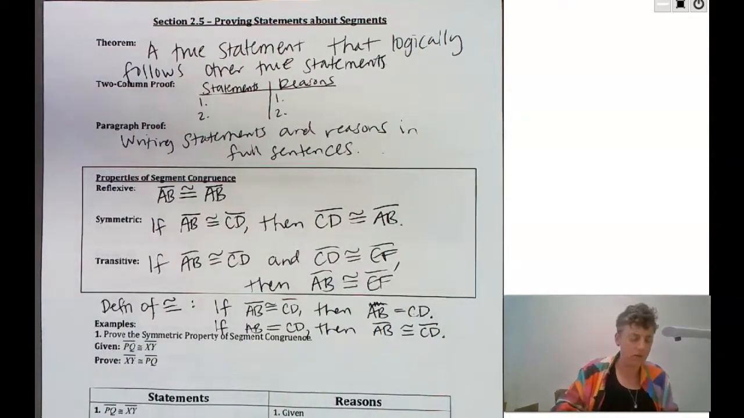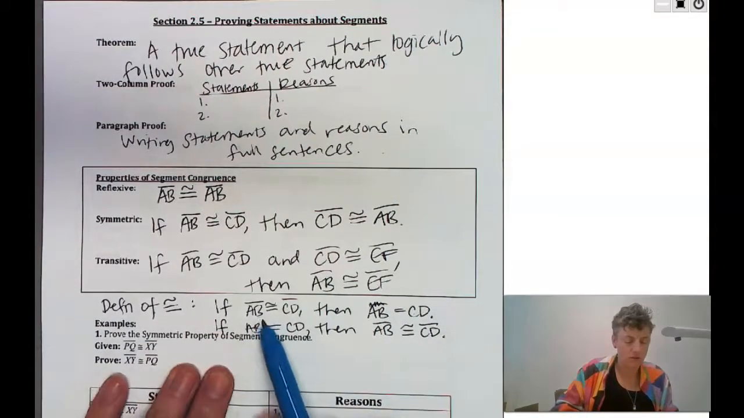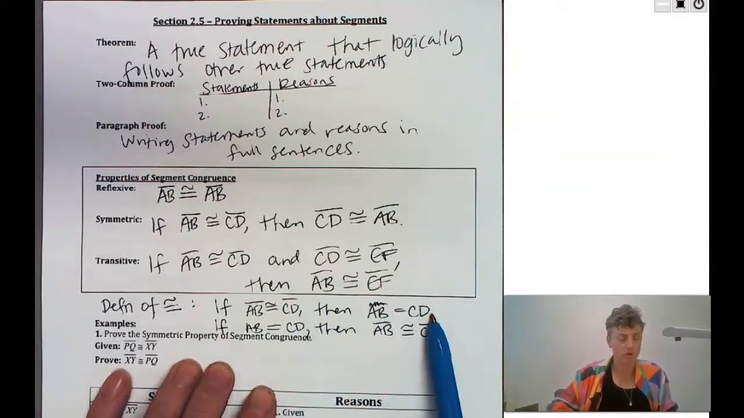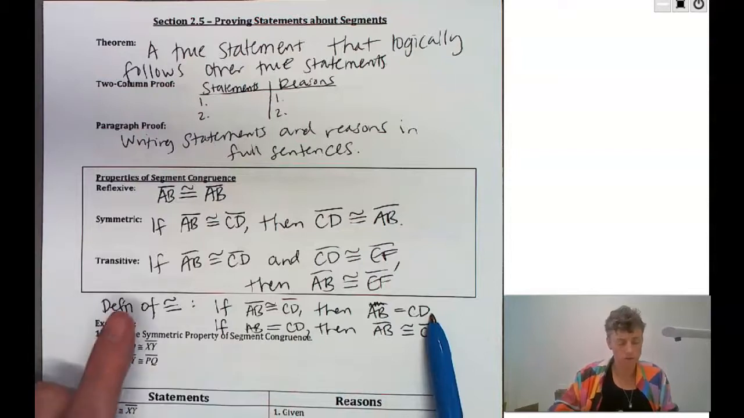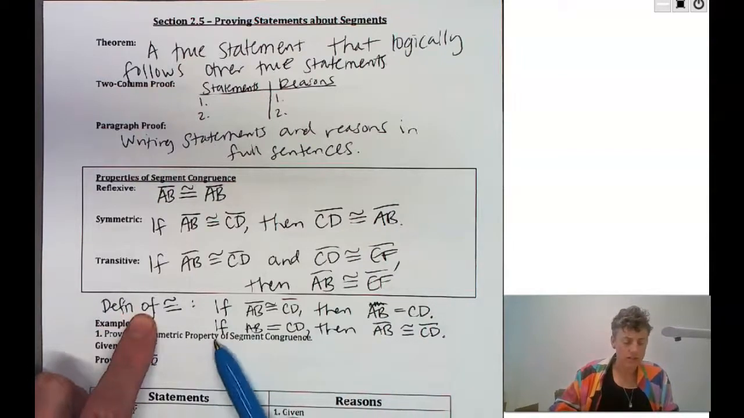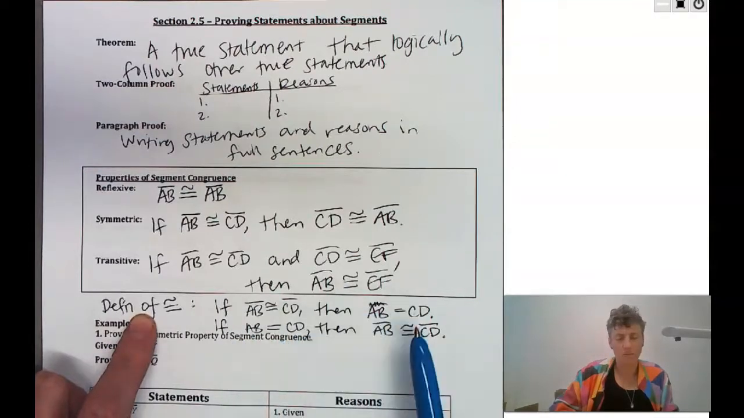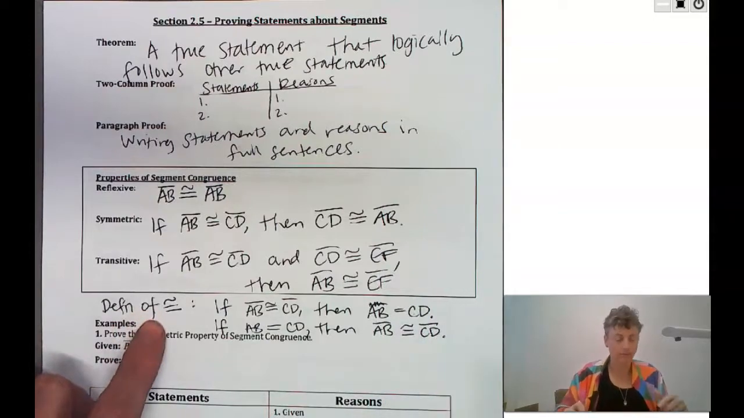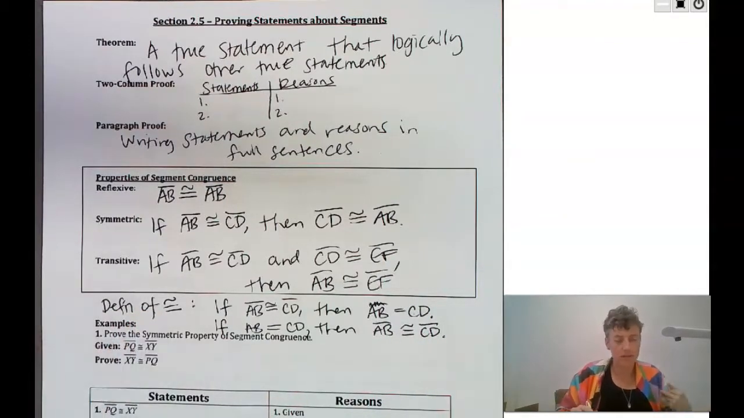So, if we are ever trying to say that congruent segments are equal in measure, our reason is going to be definition of congruence. If we are ever trying to say that segments have the same measure, so those segments are congruent, the reason will be definition of congruence. Okay, let's put that into play in example number 1.